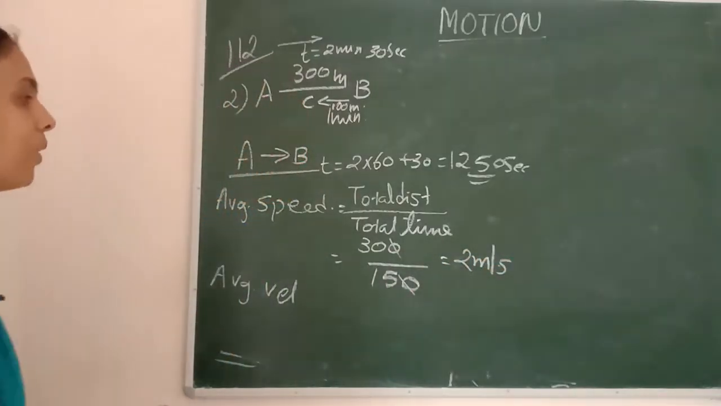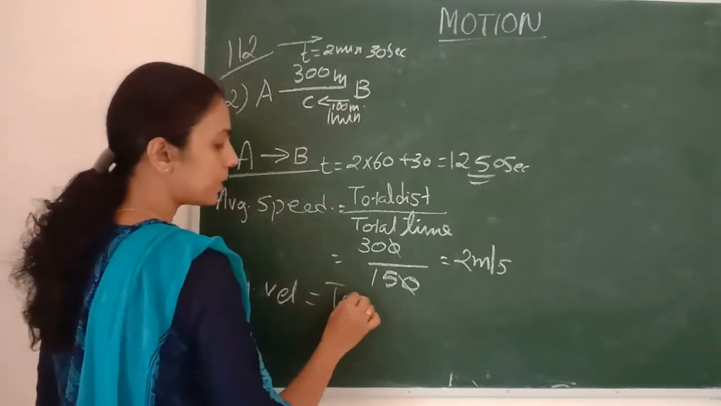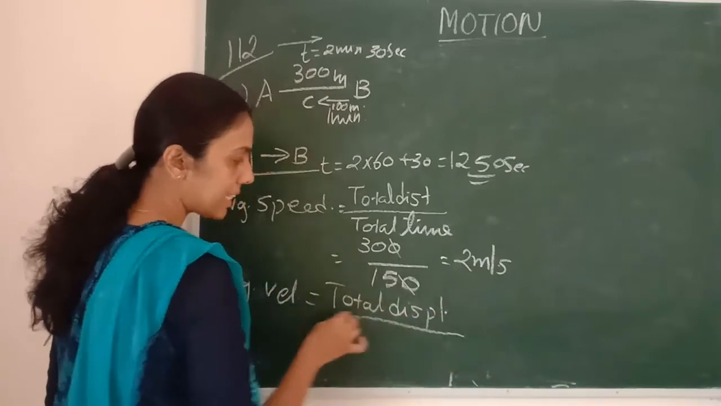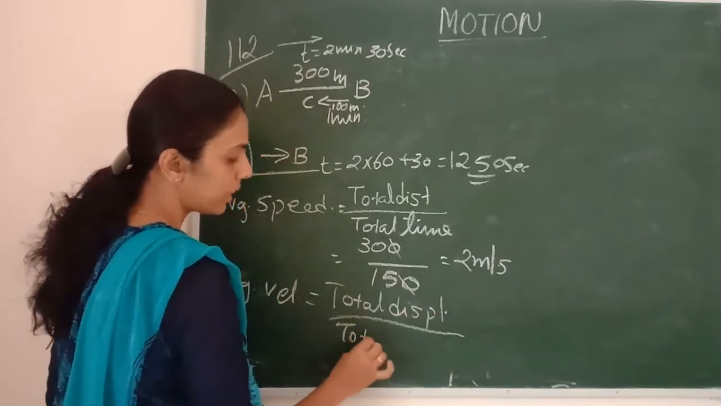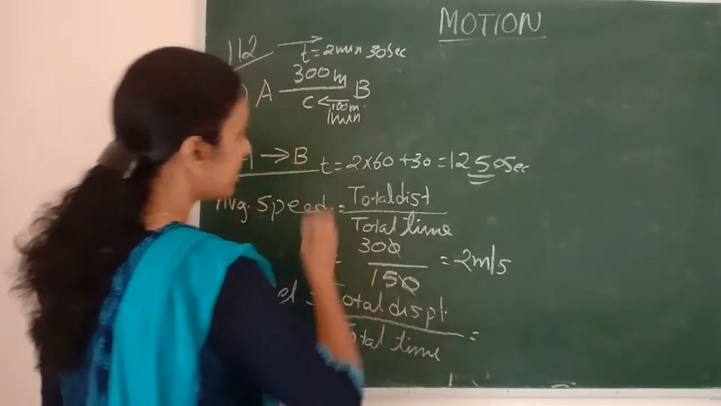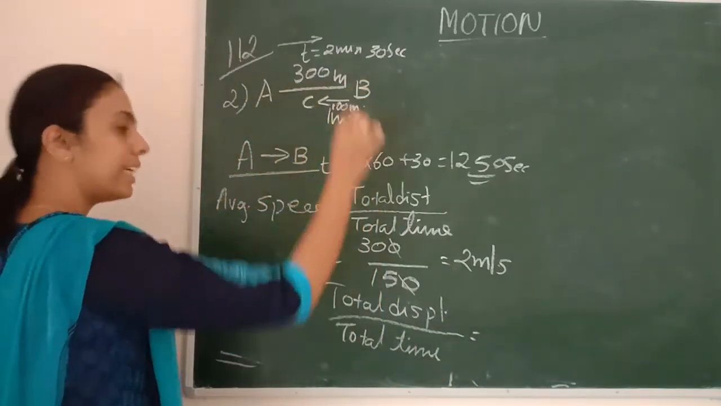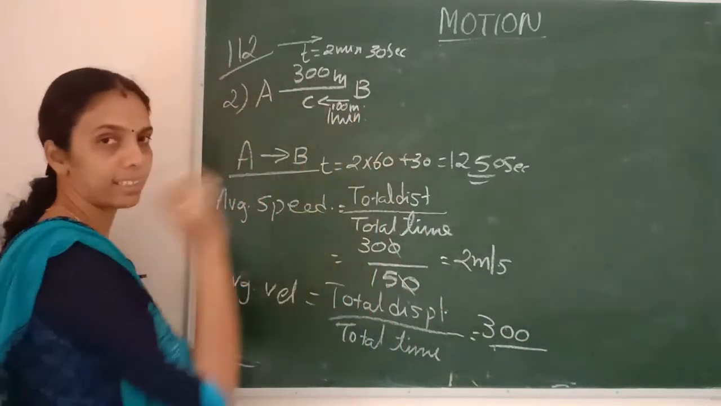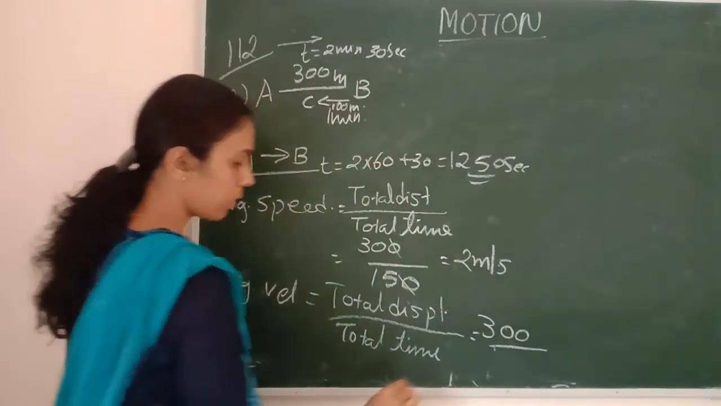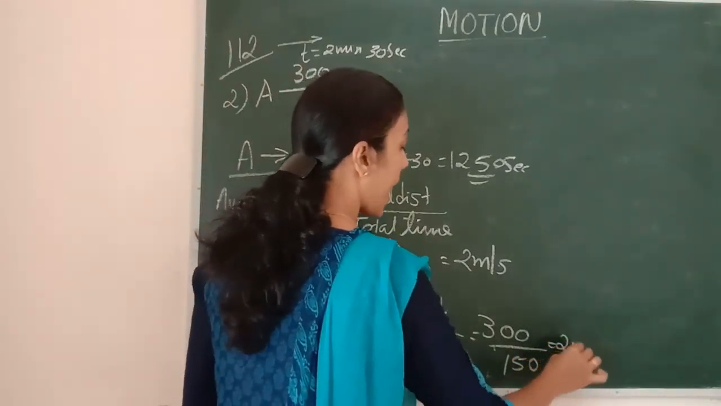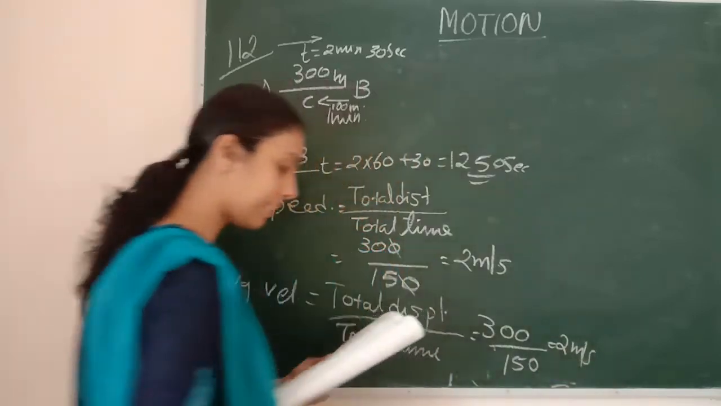Okay. Now average velocity. What is the formula? Total displacement divided by total time. What is the total displacement in this case? Tell me. 300 meters only, isn't it? Displacement is also in a straight line, as given in the question. So displacement is also 300. What is the total time? 150. So the answer is 2 meter per second.